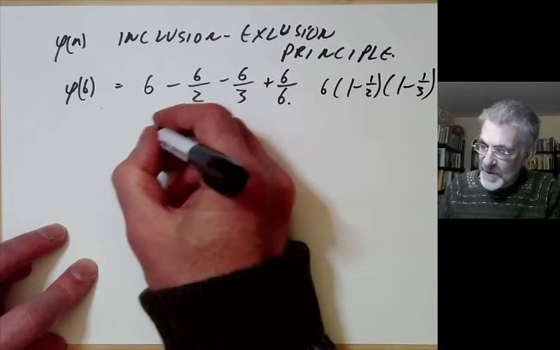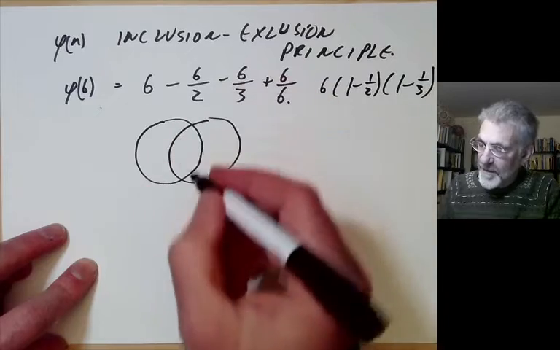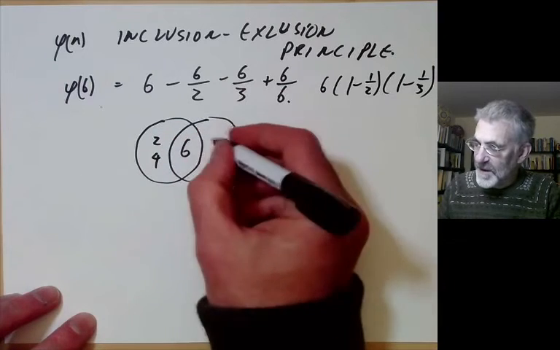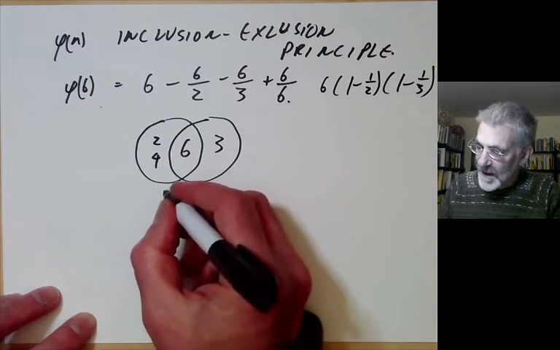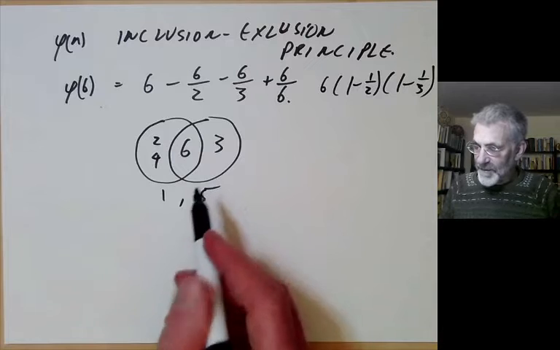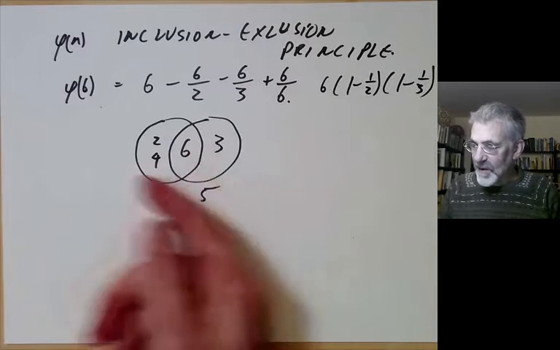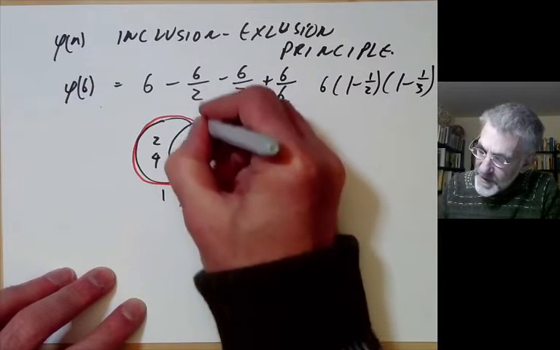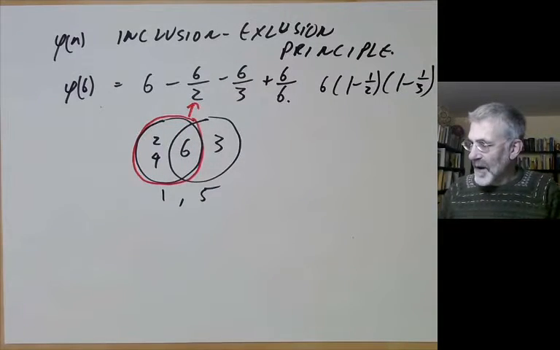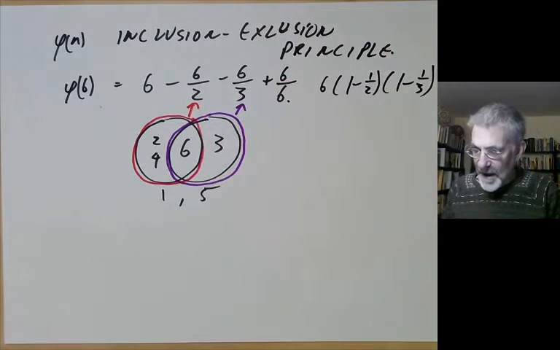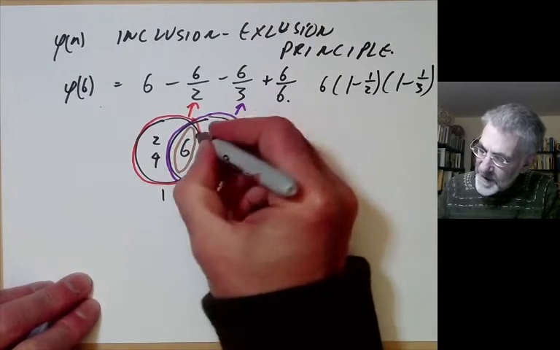In fact, you can see this by drawing a Venn diagram. So here are the residue classes divisible by 2. And we have 3 of them, 2, 4, and 6. And here are the residue classes divisible by 3. And here are the residue classes not divisible by anything. So we've taken all the residue classes, 1, 2, 3, 4, 5, and 6, and then we've thrown out the ones divisible by 2, which correspond to those ones there, and then we throw out the ones divisible by 3, which are these ones here, and then we've thrown out the number 6 too much, so we have to add it back in again. So these things are added back in here.